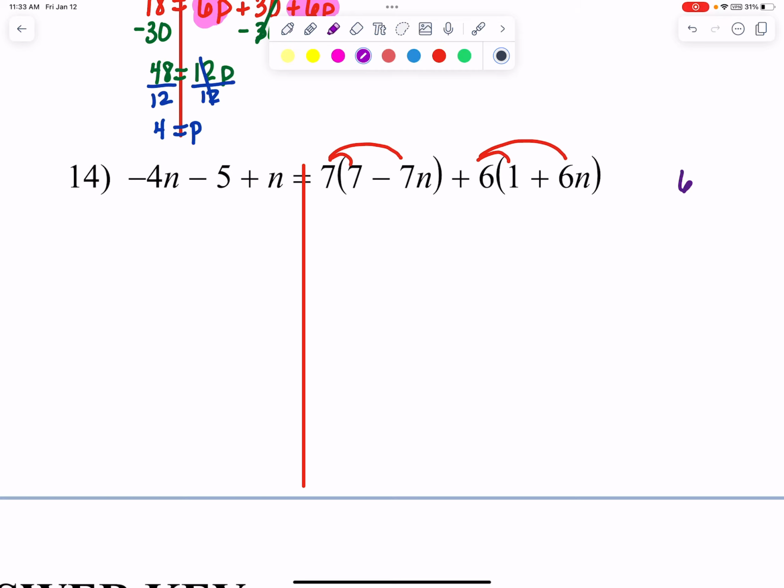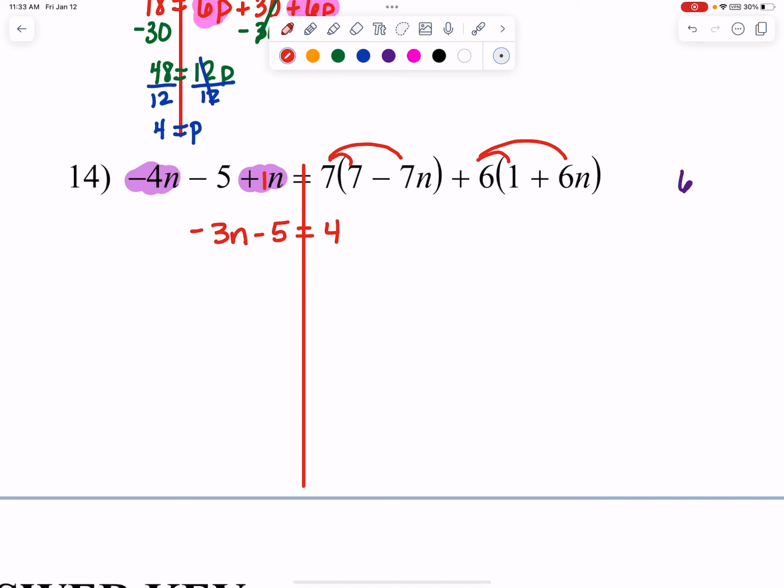One thing I can start to do is actually I can combine some like terms as I go here. So I have a -4n and a +1n. Okay, so we might as well go ahead and combine those, and we have a -3n minus 5 equals. Okay, so you can combine like terms if they're on the same side together. Okay, all right, now we need to do our distributing.